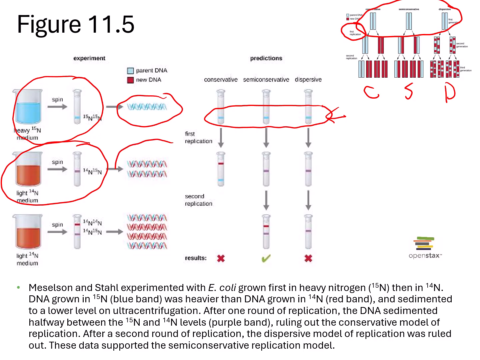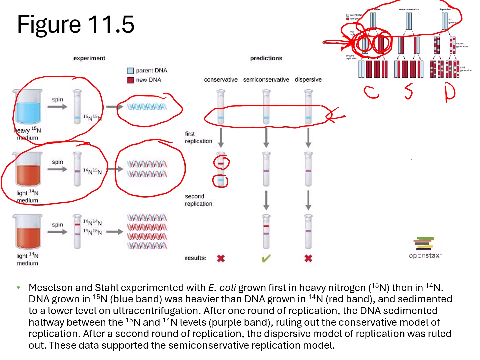And nowadays we know that this would happen, but back then they weren't sure. So they came up with what they should see for each of these types of replication. If replication was conservative, you would expect to see a heavy band, this blue one, and a light band, this red one.